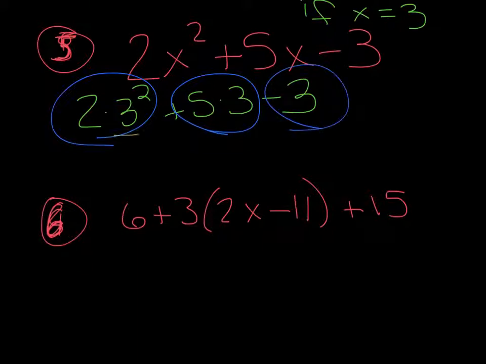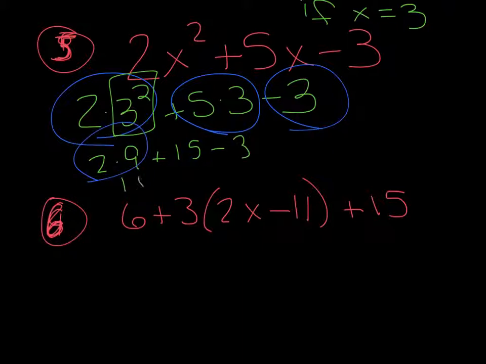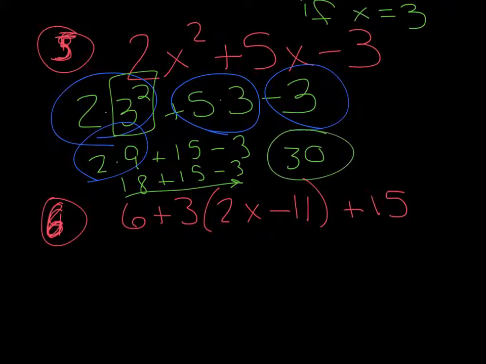But order of operations here, guys, I'm going to have to square the 3 first. I don't multiply first, I square first. So that's going to be 2 times 9 plus, now I can do the 5 times 3 because that's all in that one term, and then minus 3. All right, so 2 times 9 is 18, plus 15 minus 3. Remember, I'm going to go left to right. 18 plus 15 is 33. 33 minus 3 is 30, and that would be your final answer.